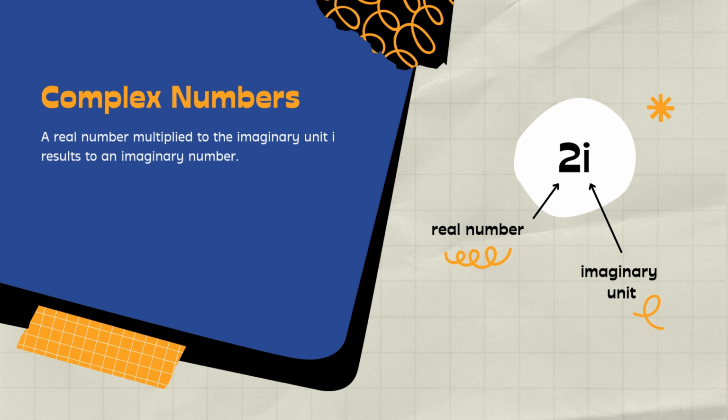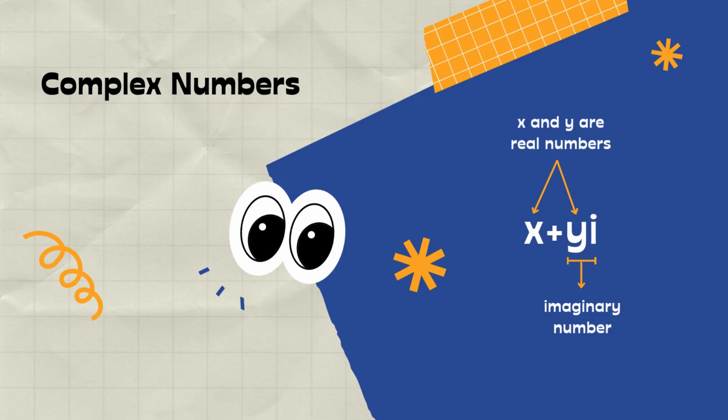So, you can keep in mind that any complex number is of the form x plus yi, where x and y are real numbers and i is the imaginary unit. The imaginary part is the y multiplied by i. So, this side we call the imaginary part, and this one we call the real part.